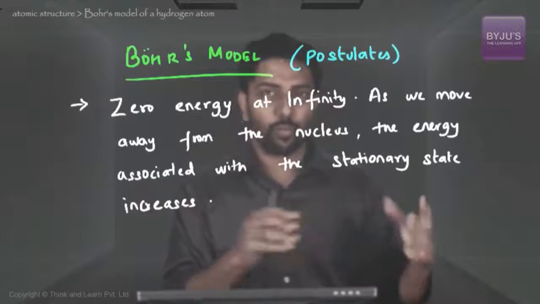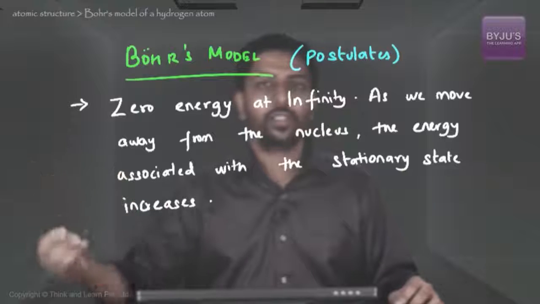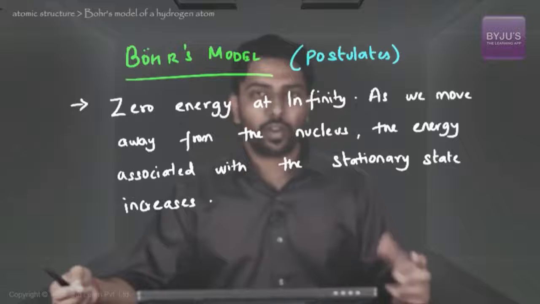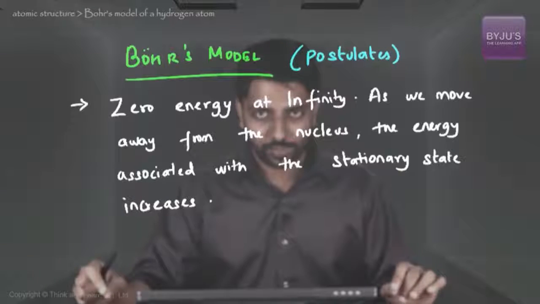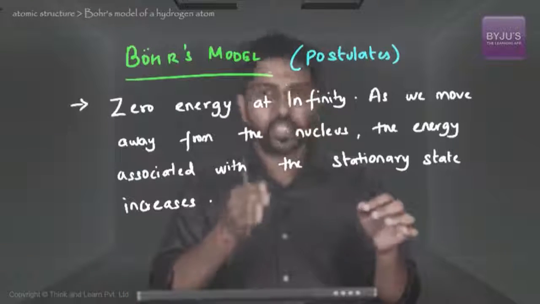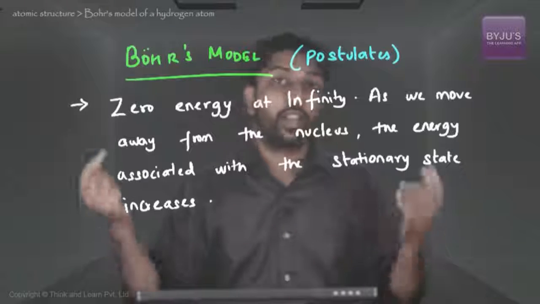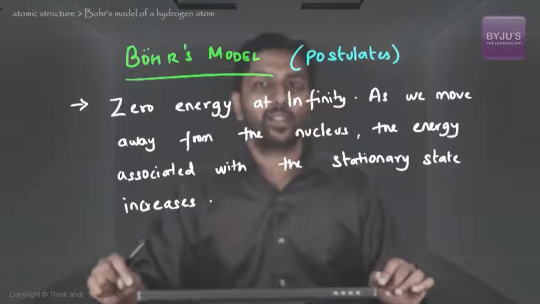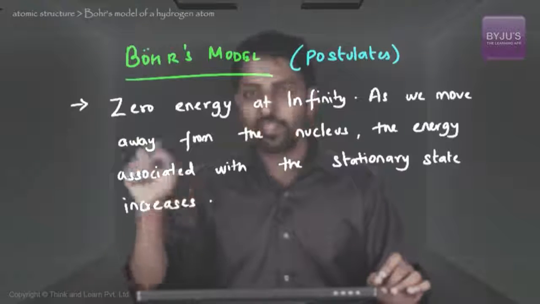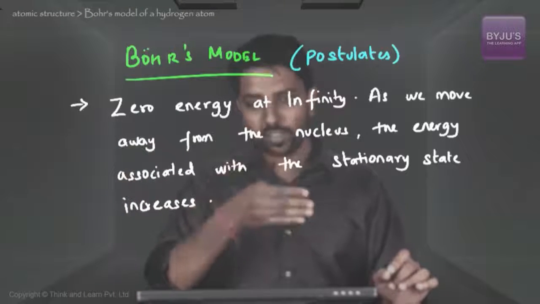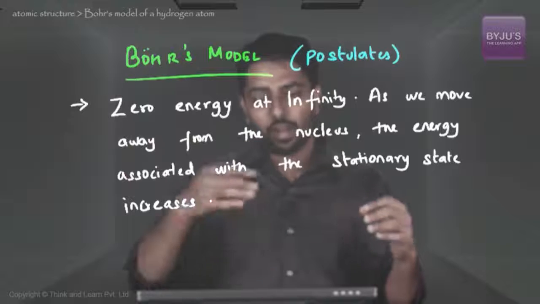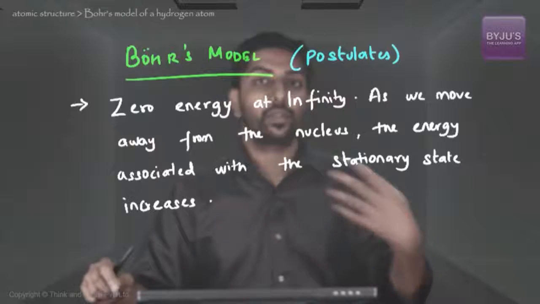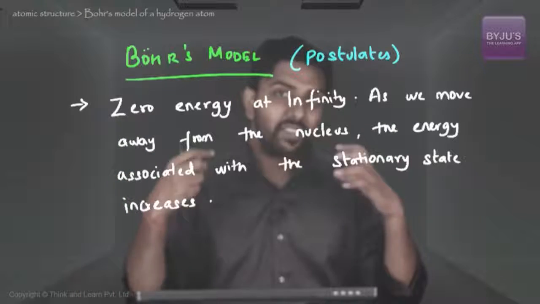So according to Bohr's model, there are only fixed orbits that an electron can revolve around in, and these are called stationary states. The closer the stationary state is to the nucleus, the lower the energy. But by convention, at the greatest distance or at infinity, the energy is zero, which means that the stationary state which is closest to the nucleus should have a negative energy.